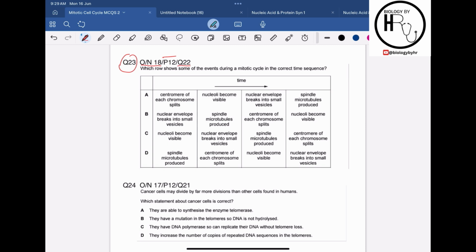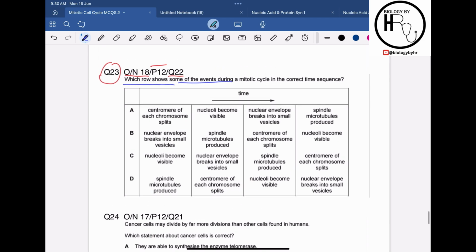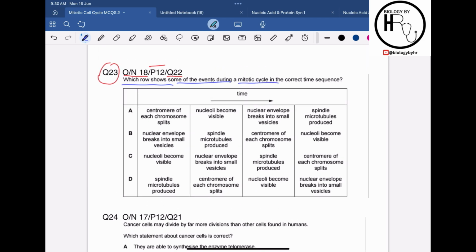The question here says: which row shows some of the events during the mitotic cell cycle in the correct sequence? Right, so let's read the options one by one and try to get our correct answer. Centromeres of each chromosome split.